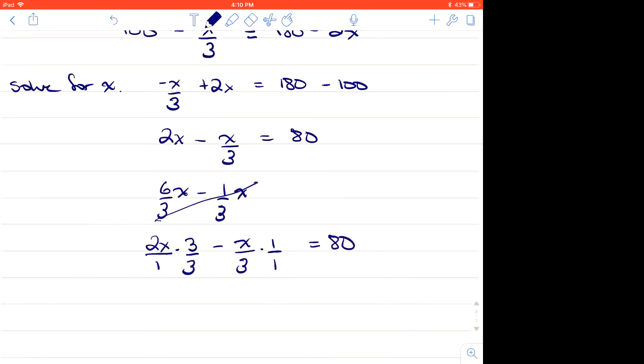Keeping the 80 on the right-hand side, which leads you to 6 over 3 times x.